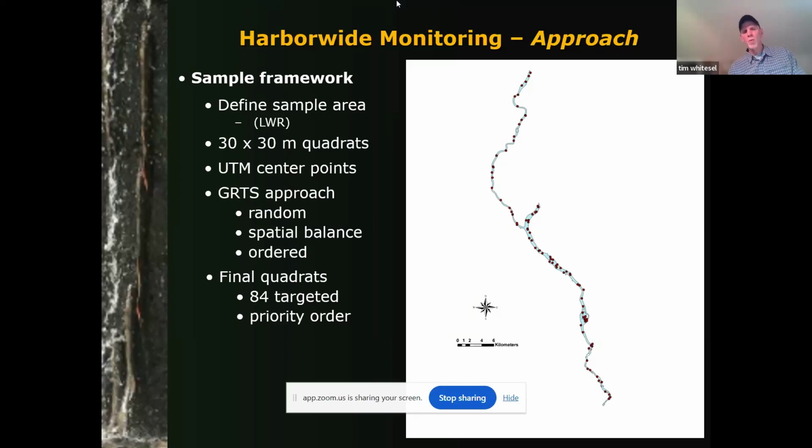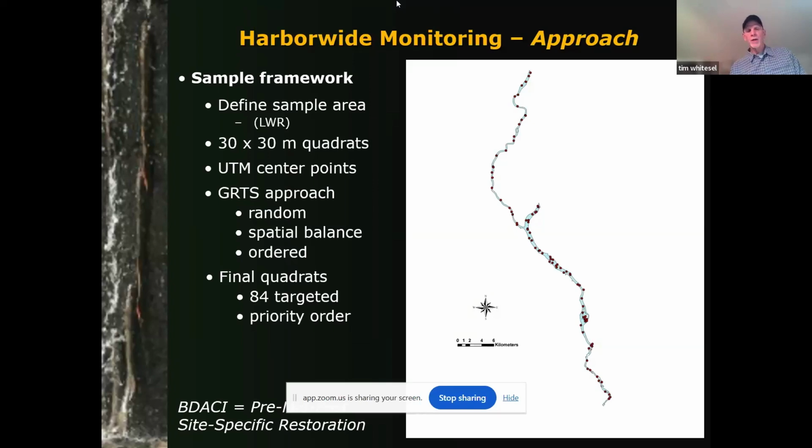I didn't go into why we chose 84, but based on things like detection probability, we were able to think about the effort we needed to put in to try and answer some of the questions that we had. And it ended up being 84. And again, they're in priority order.